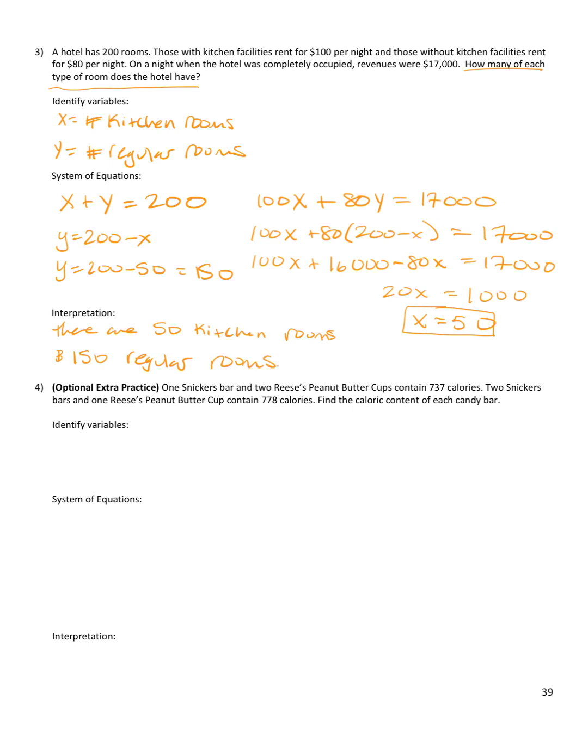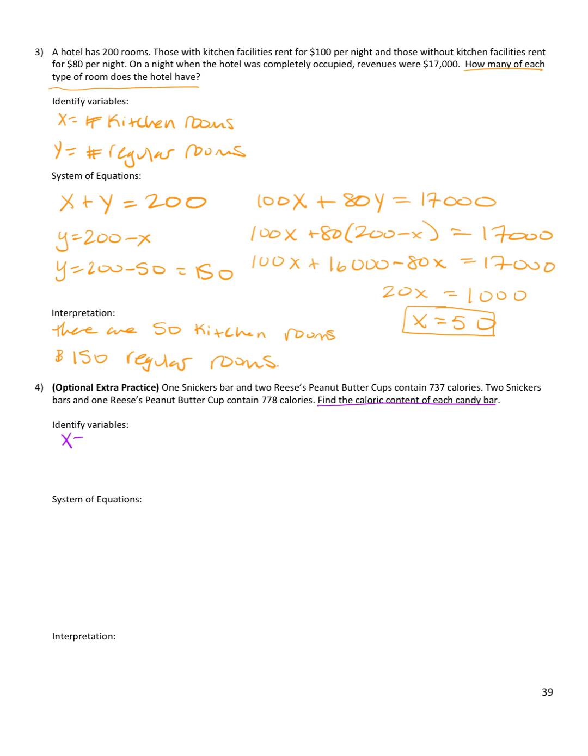Number 4, this is an optional extra practice. You can move on to the next lesson if you feel ready to do that. 1 Snickers bar and 2 Reese's peanut butter cups contain 737 calories. 2 Snickers bars and 1 Reese's cup contain 778 calories. So find the caloric content of each candy bar. So there's our question, the caloric content of each candy bar.